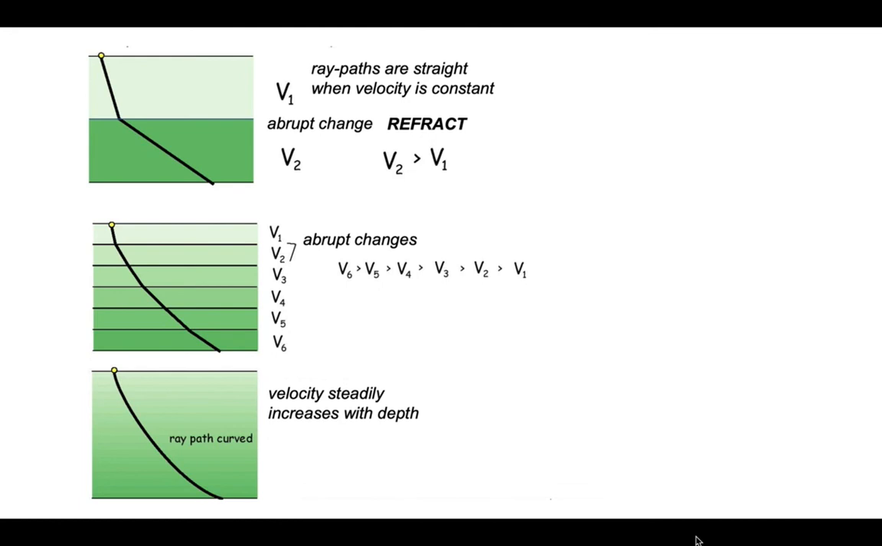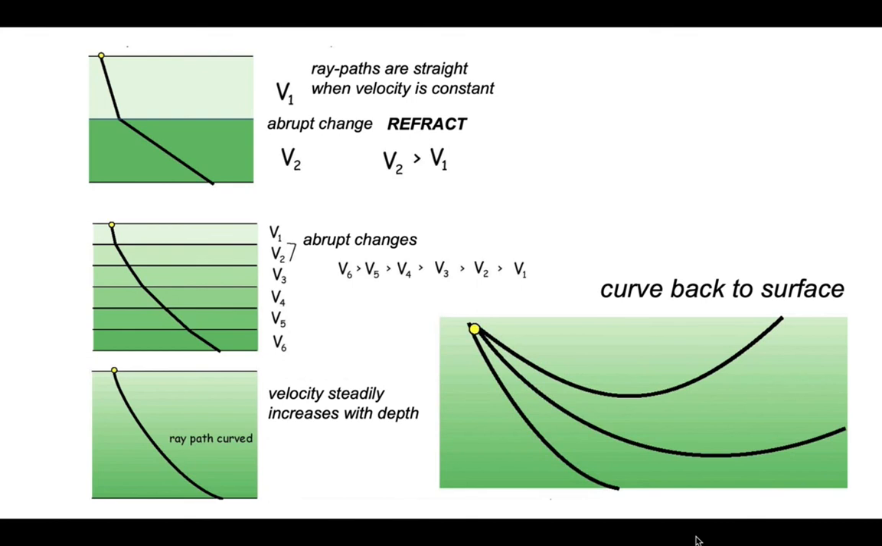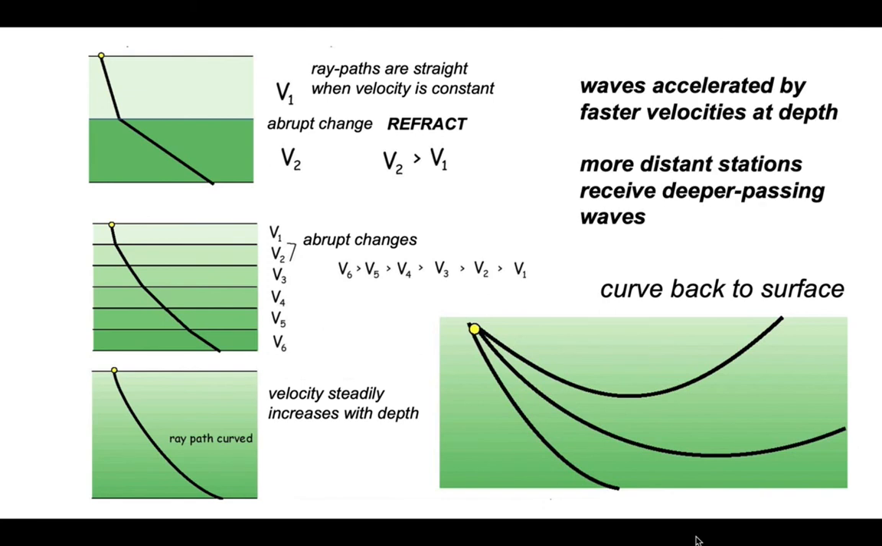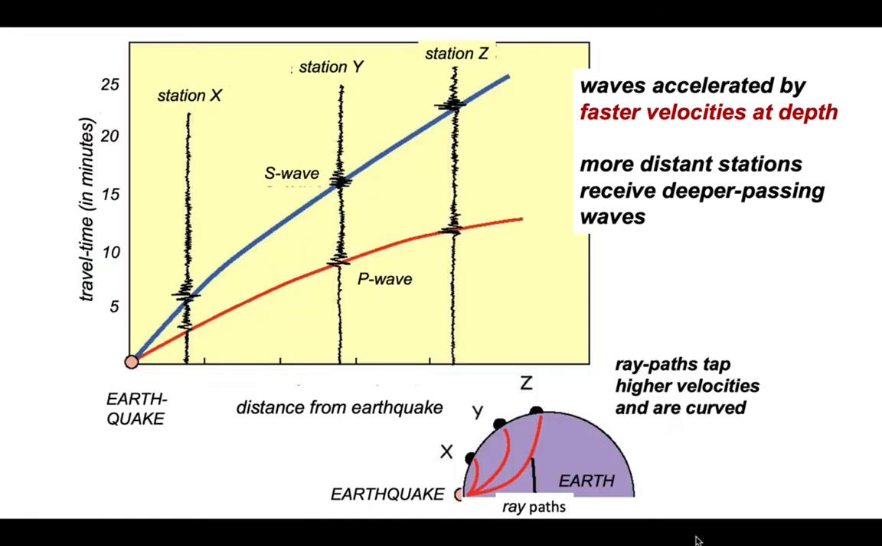It's curved. Eventually, of course, that ray path will effectively reflect back to the surface, so that we end up with ray paths something like this. They curve back to the surface away from a source as long as the seismic velocity increases gradually with depth. The important part about this is it means that the waves that penetrate deeper are accelerated because they're seeing rocks with higher seismic velocities, and more distant stations will receive those waves that are passed deeper into the Earth.